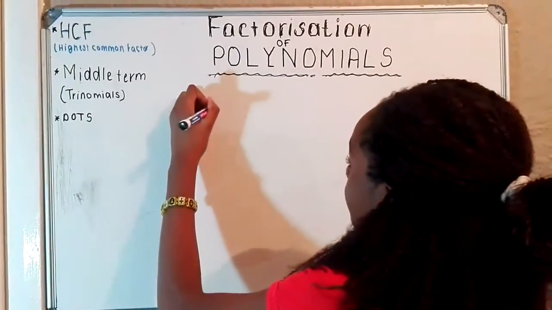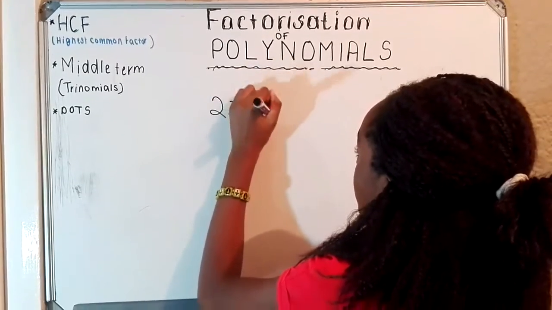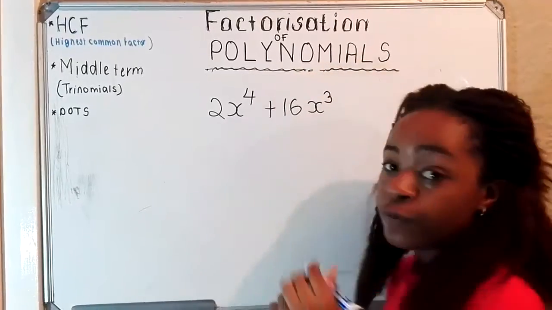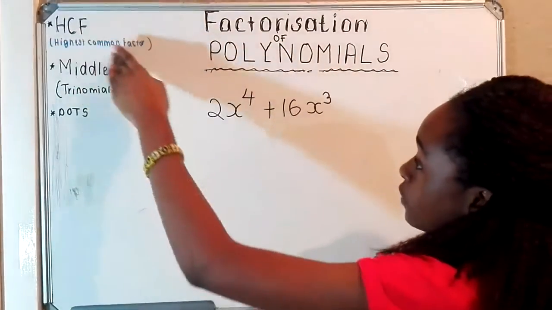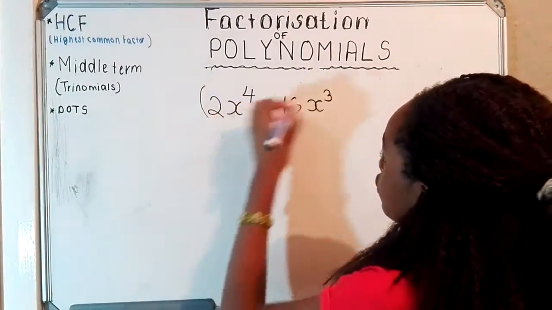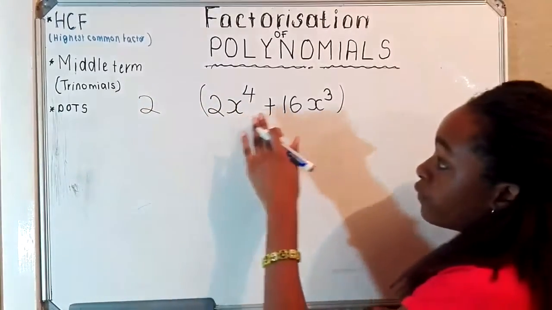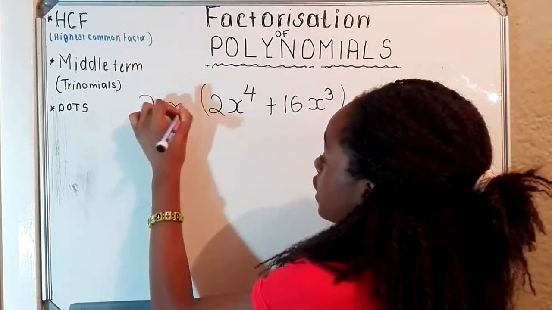Okay, here's another example. Say we have 2x to the power 4 plus 16x cubed. Okay, feel free to pause this video and try this on your own. All right, so we're going to use the highest common factor method. And we see what is common between 2 and 16, which is 2, so we can factor out 2. And between the variables, x cubed is what is common, so we'll factor out x cubed.